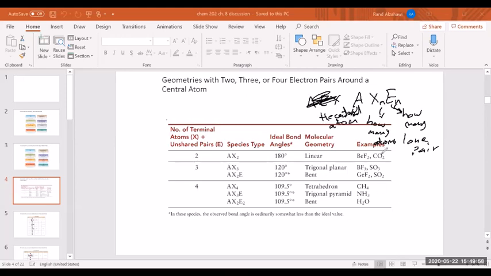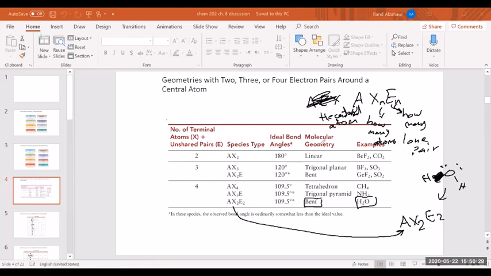So for example, look here, I have H2O. Of course, we need to draw the Lewis structure. It will be AX, how many terminal atoms, 2 hydrogens, so it will be 2. E, how many lone pairs on the oxygen, 2, so it will be AX2E2. What is the shape? It will be bent.